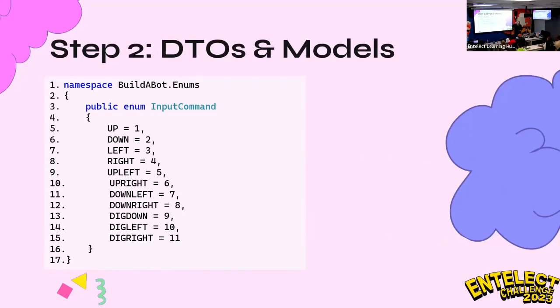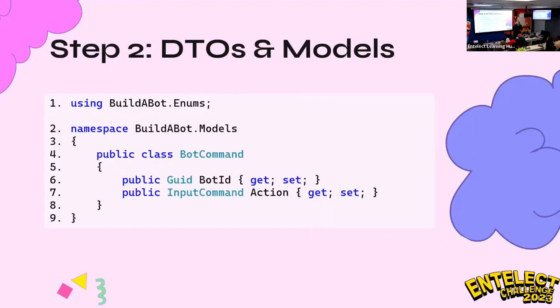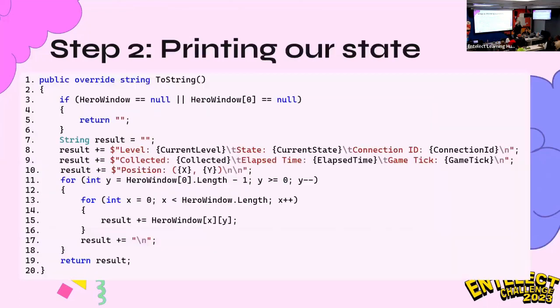Then we have a bot command. So when you send your input command to the game engine, you need to send your bot ID as well. We'll handle getting your bot ID in a little bit, but then we basically wrap it in this class along with your bot ID and the action and send that off to the game engine. So then in our bot state, we simply just create a toString method. This is not necessary. This is just helpful. If we are running it in our terminal, it'll print out the state and we can see it, and it can help us make decisions about how to improve our bot.